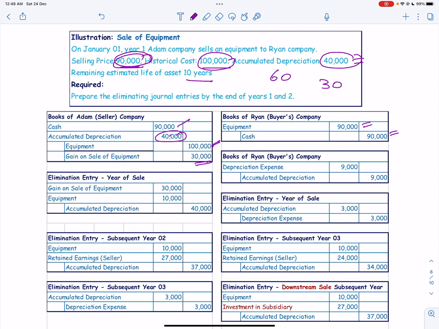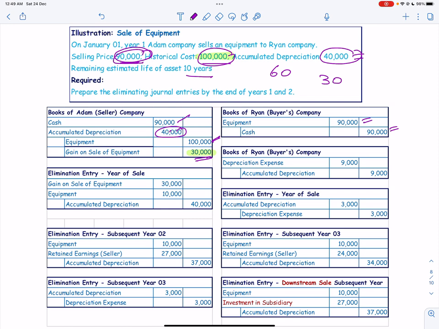Now, from the consolidated financial statement perspective, we have to remove the gain on intercompany sale of 30,000, and we have to re-establish this equipment at the historical cost of 100,000. Now, since the asset has a remaining life of 10 years, from Adam's perspective, the book value is 60,000, and 60,000 divided by 10 will give us 6,000. So Adam would have recorded 6,000 of depreciation per year had he not sold it to Ryan.